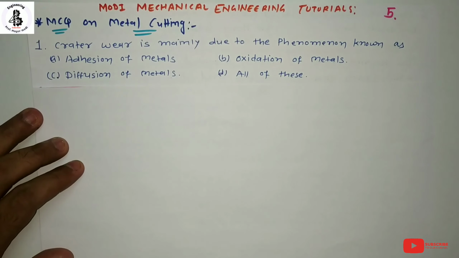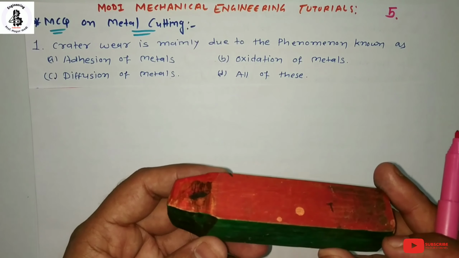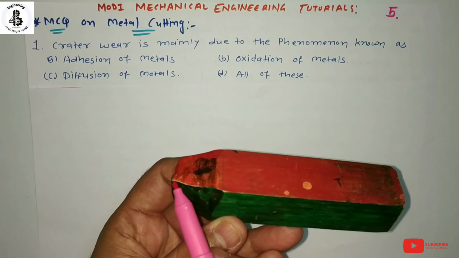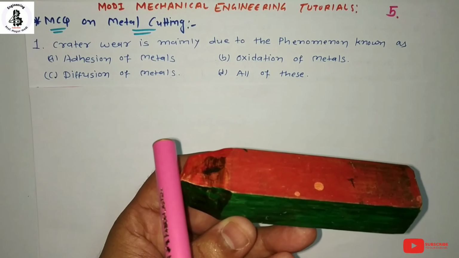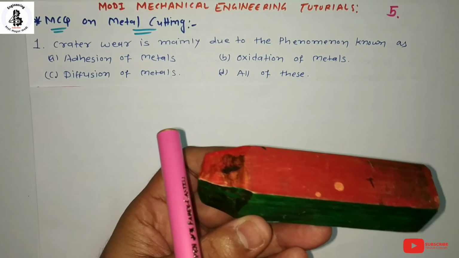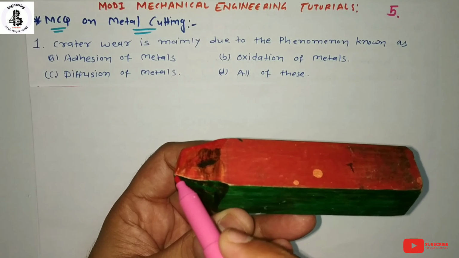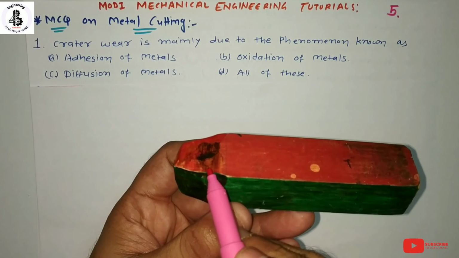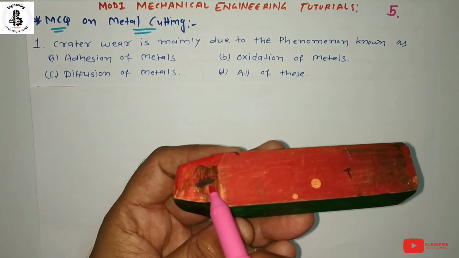So in case of the crater wear on the single point cutting tool, you can see the tip of the tool, which is physically in contact with the workpiece material. The workpiece is being rotated and the tool is fed against the rotating workpiece. All the chips will be flowing onto the top face, or you can say rake face, of the single point cutting tool.